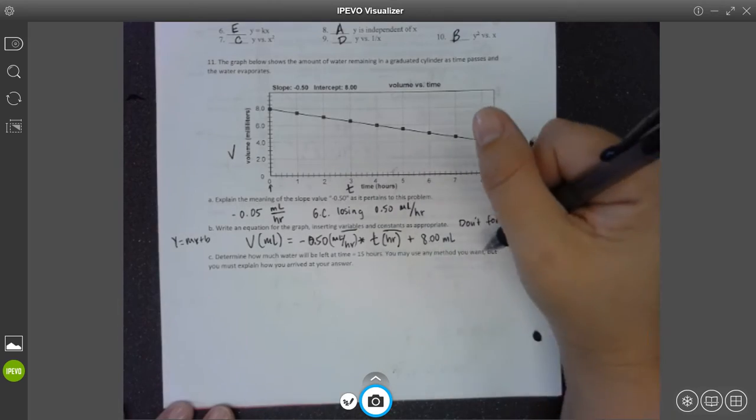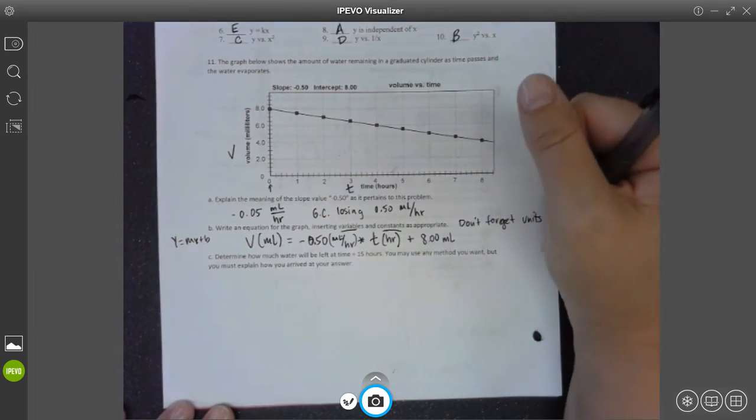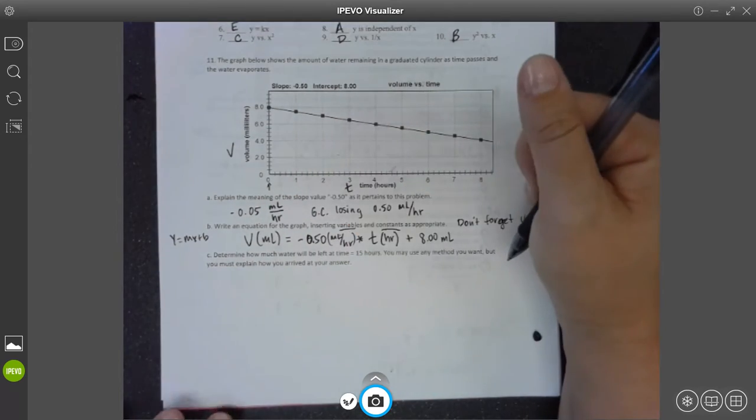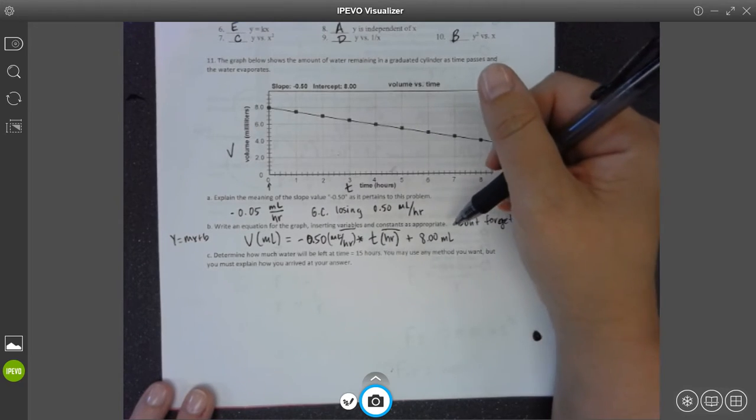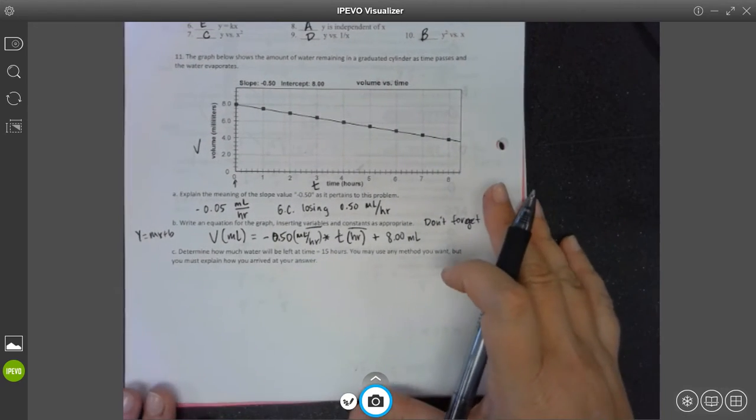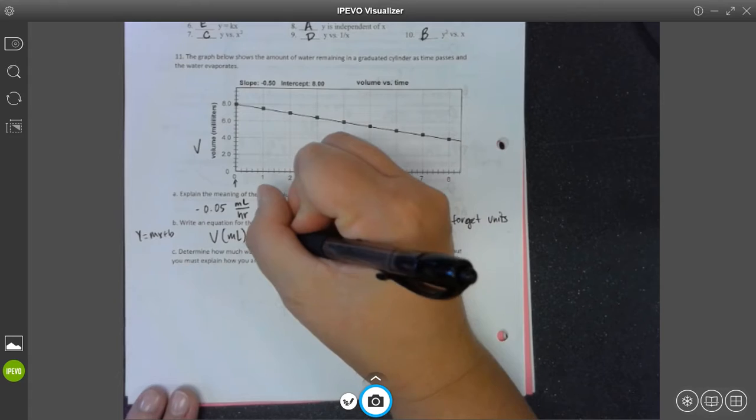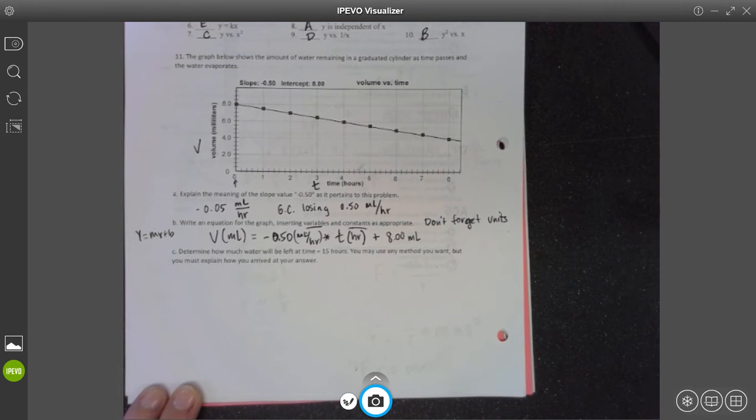Anyway, so next question says, determine how much water will be left at time equals 15 hours. You can use any method you want, but you have to explain how you arrived at it. By the way, you can use math to explain how you got it. I consider math to be language in here. So if you write an equation and you show your work, that's explaining how you did it. Does that sound fair? Okay.